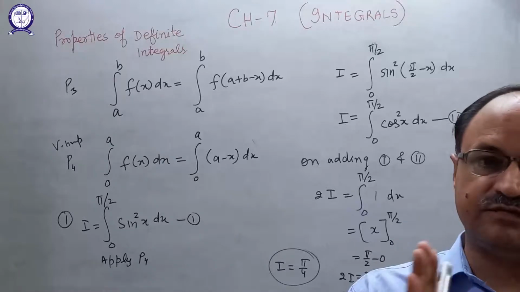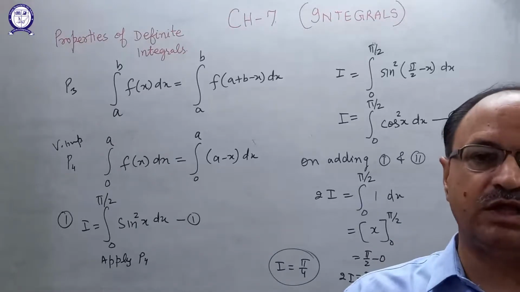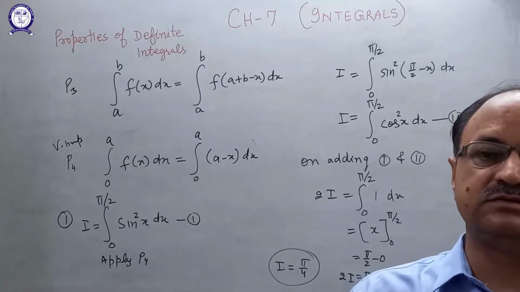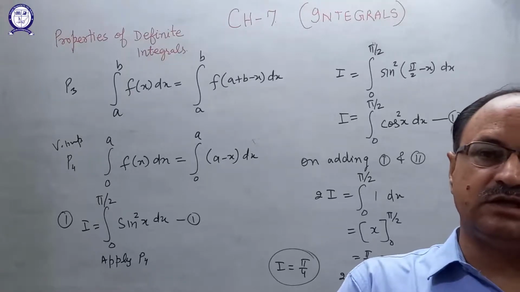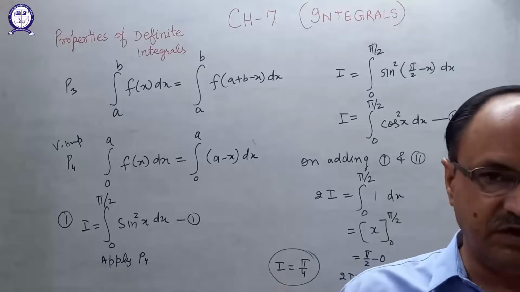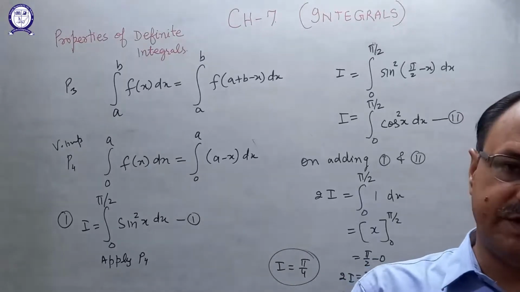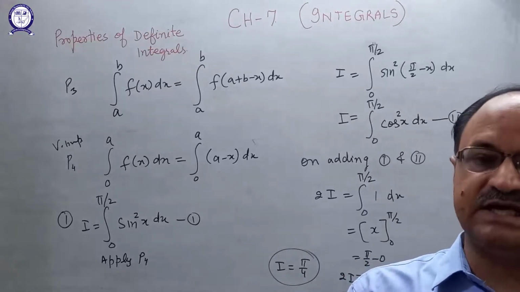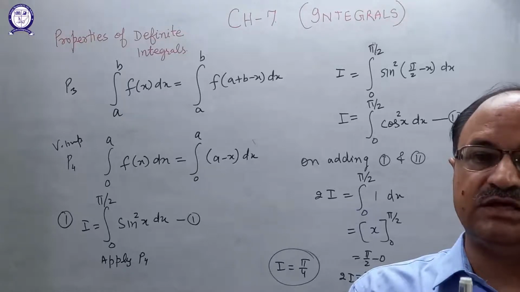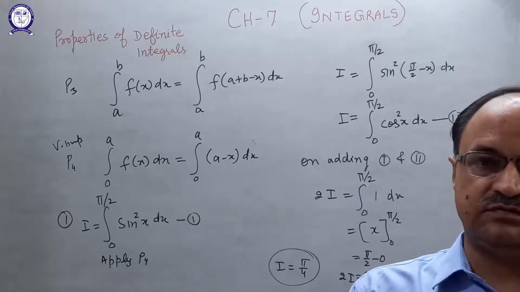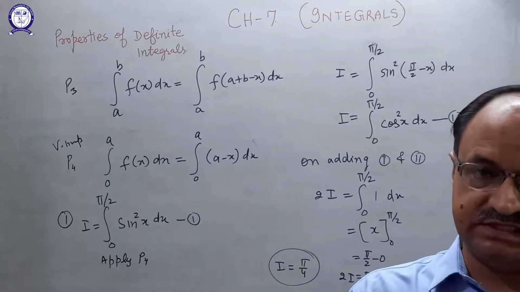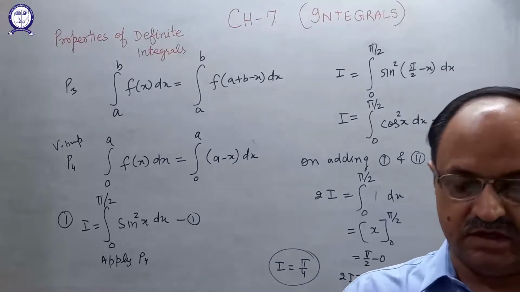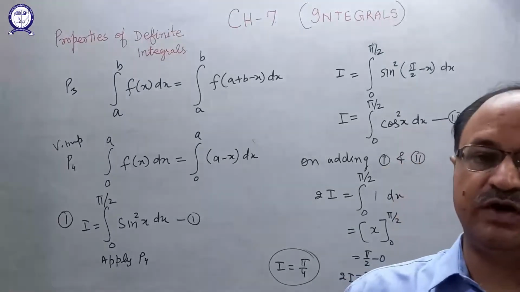When you add equation number 1 and equation number 2, after adding you feel that the question is not simplified, the question is most complicated. It means in that case we don't apply P4. In that case, we apply P6. Correct? This is the main point of P4.